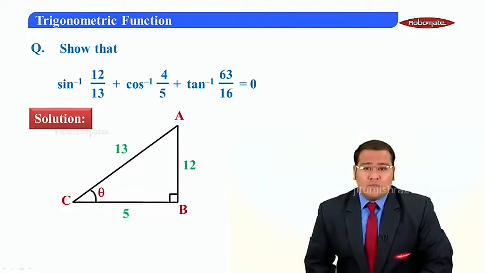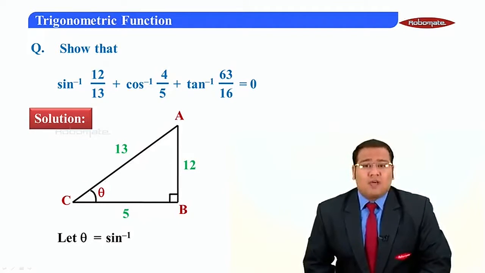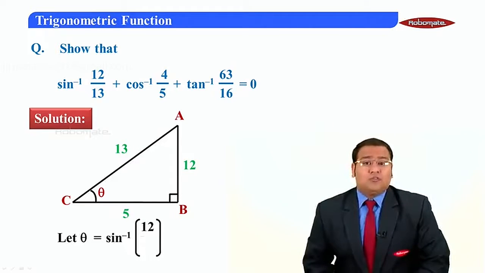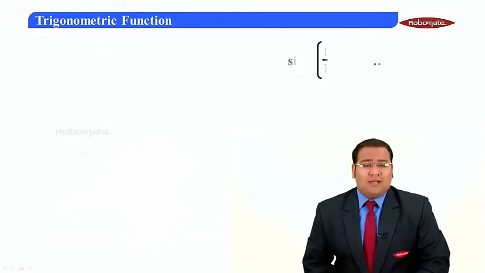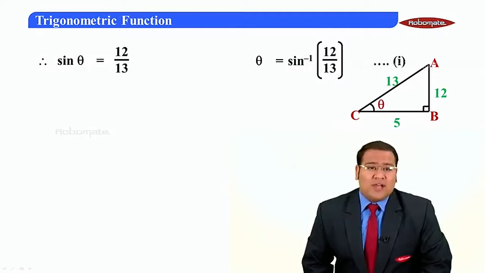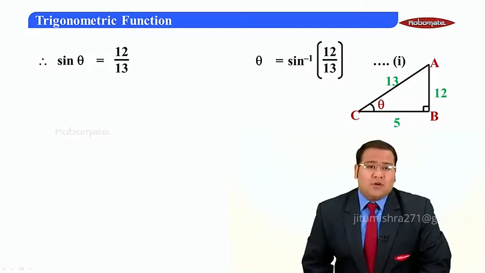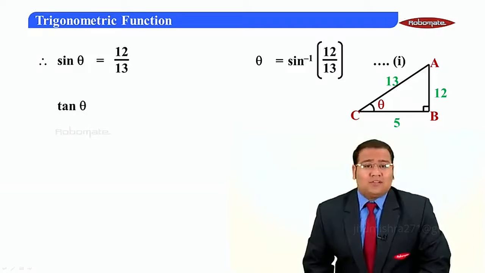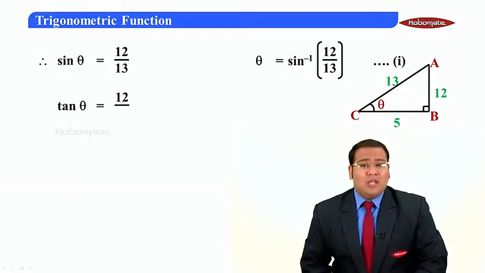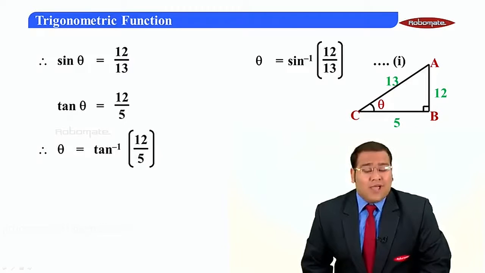So starting with the solution, in triangle ABC, let theta equal sine inverse of 12 by 13, so I would get sine theta as 12 by 13. Sine theta is opposite side upon the hypotenuse. When you require the third side, using Pythagoras theorem, I would get the third side as 5. So tan theta is given by 12 upon 5. So theta is tan inverse of 12 by 5.